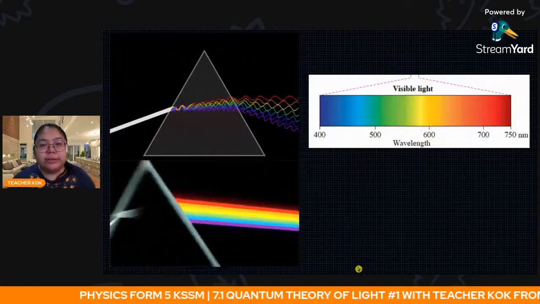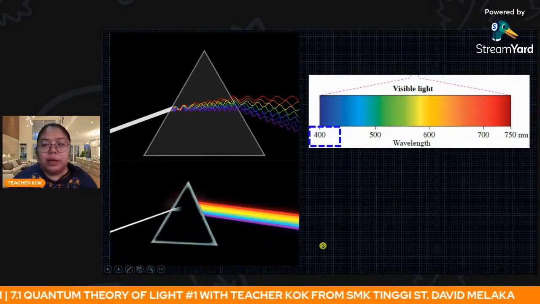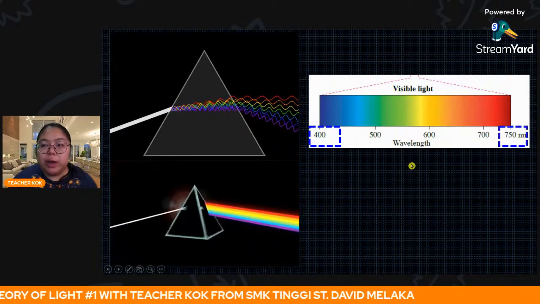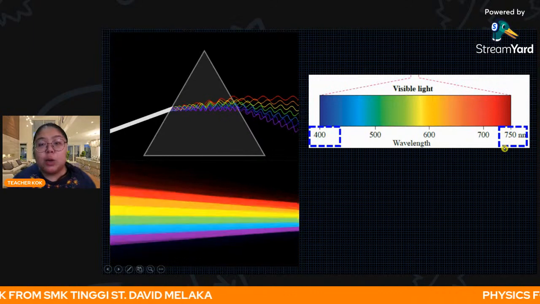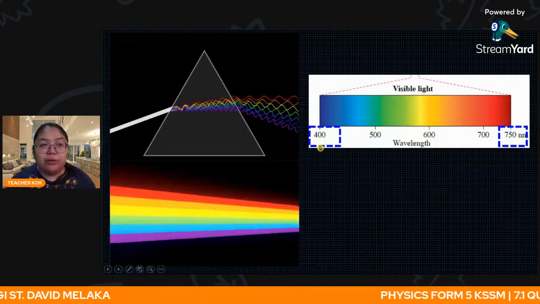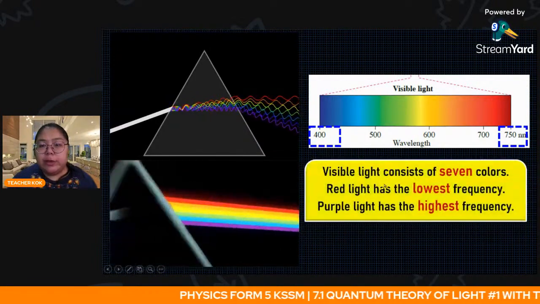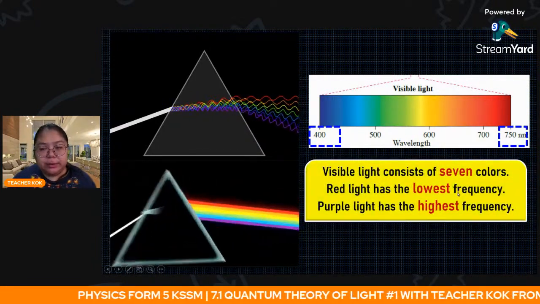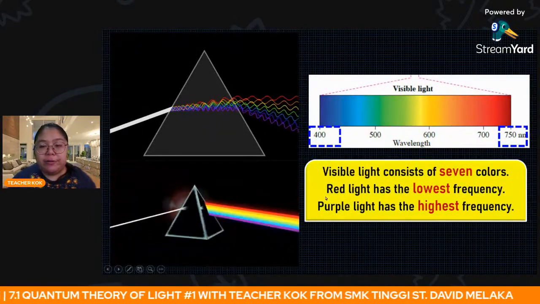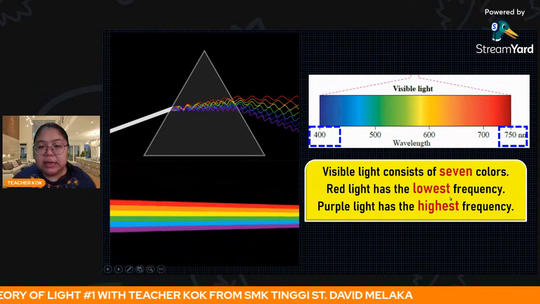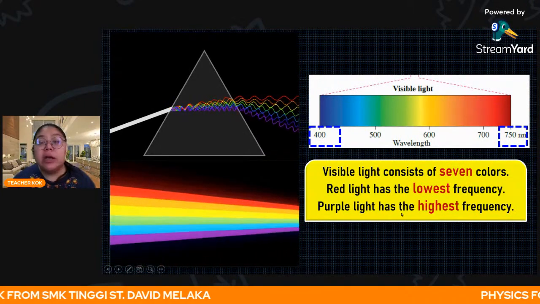Okay, now we go through the visible light part. For visible light, from the wavelength, the longest one is the red color, 750 nanometer, until 400 nanometer. So that means it goes from longest to shorter. Visible light consists of 7 colors. The 7 colors follow the rainbow colors. So from here, the red light has the lowest frequency. Then the purple light, that means the violet, has the highest frequency.